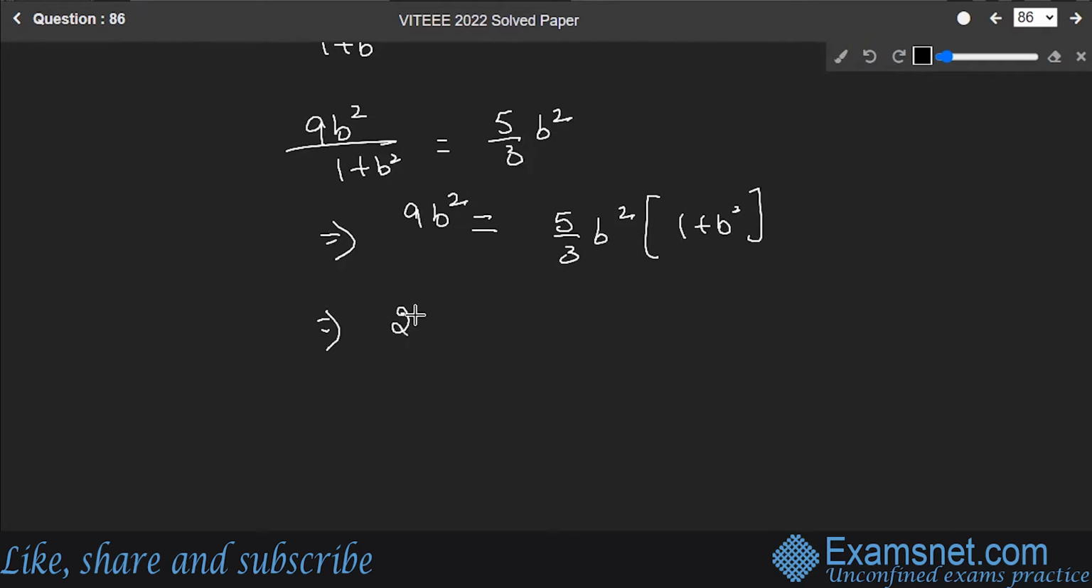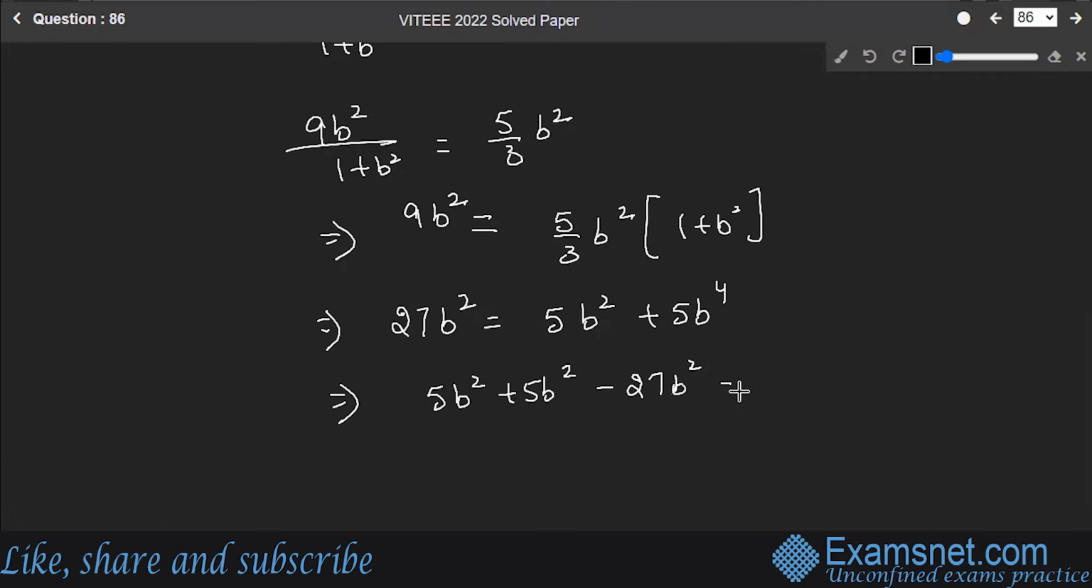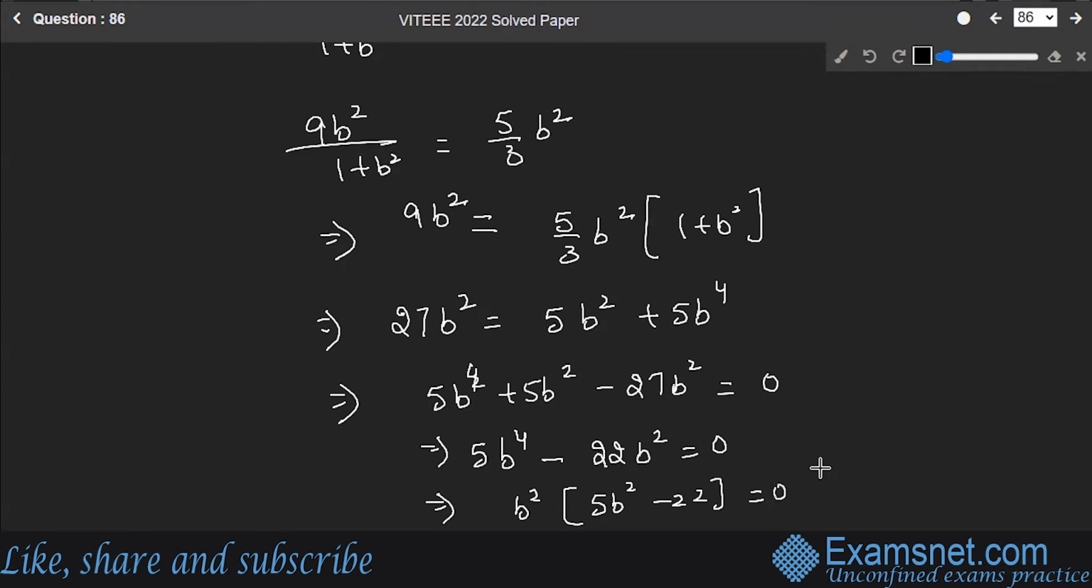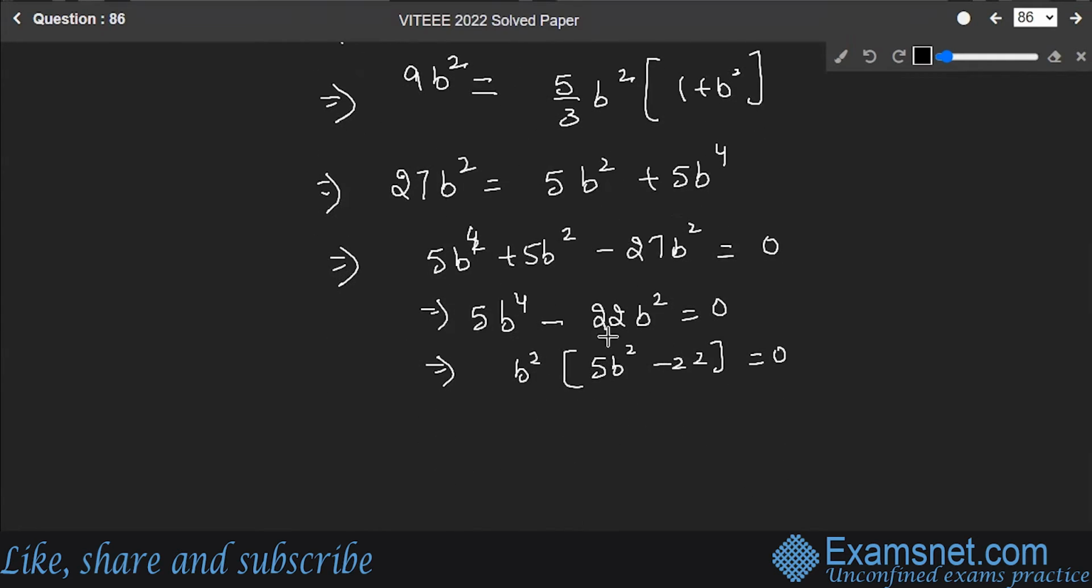That becomes 27b square equals 5b square plus 5b raised to power 4, or 5b raised to power 4 minus 22b square equals 0. I'll take b square common. So b square times (5b square minus 22) equals 0. See, b can't be equal to 0.